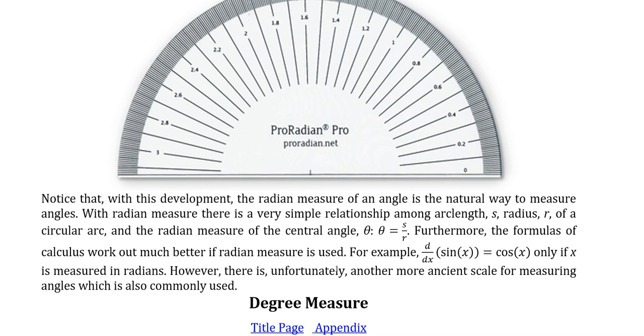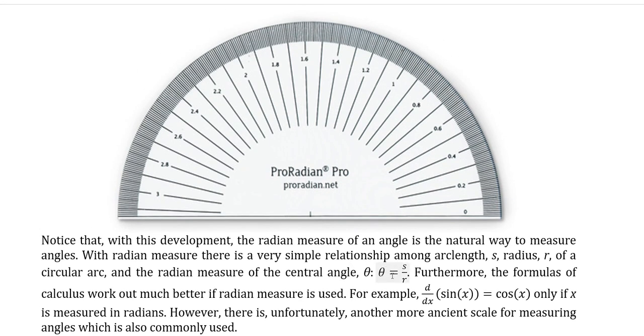So notice that when you measure in radians, you have a nice simple relationship between theta, which is the radian measure of the angle, and s, which is the arc length, and r, the radius. Theta is just s over r. And the formulas in calculus really only work out nicely when you do things in radians. So for example, you might know from a calculus class that the derivative of sine x equals cosine x. If you don't know that, that's not necessary for what we're doing now. But I just want to point out that that only works if x is measured in radians.